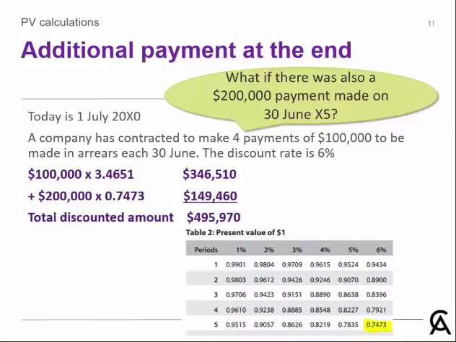Now I could go through line by line as I did in the earlier slide and discount each of the payments of 100,000 using those factors and then do that final amount for the 200,000. It's your choice about using annuity factors or the one-off payment factors. I hope that helps to clear up present value calculations.